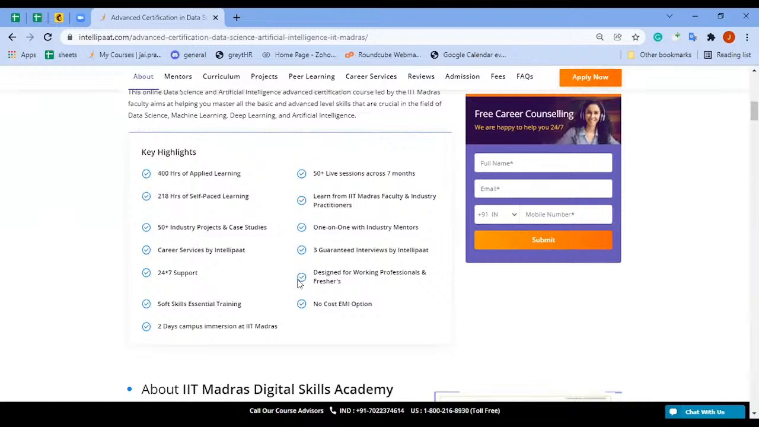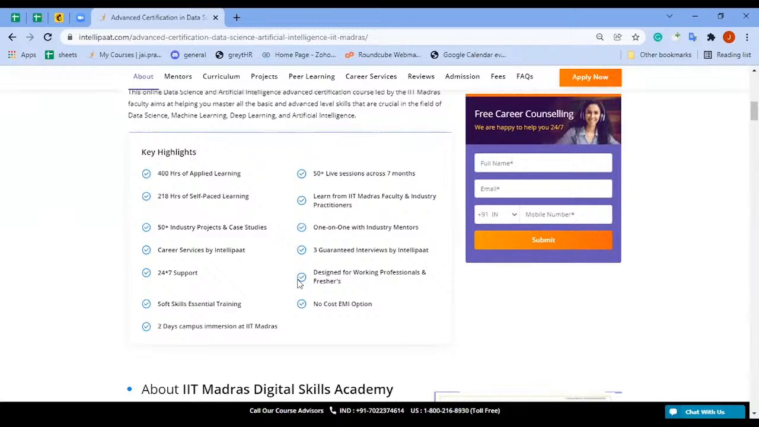Now, apart from that, like I said, you get an internship certificate. That internship certificate will add up like a work experience on your profile. It will add a lot of value to your profile and highlight it even further. And of course, the knowledge that you get at the end of the program would be cutting edge.